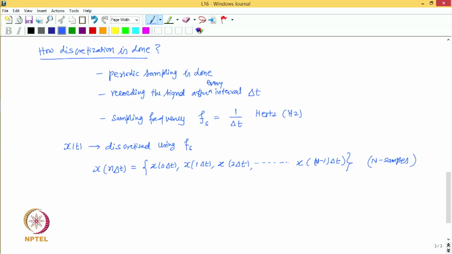So, therefore, this is nothing but the discrete signal, and for simplicity we can drop delta t and simply represent the discrete signal as x n, which consists of the samples x naught, x 1, x 2 going up to x n minus 1. So, this is nothing but the discrete signal.